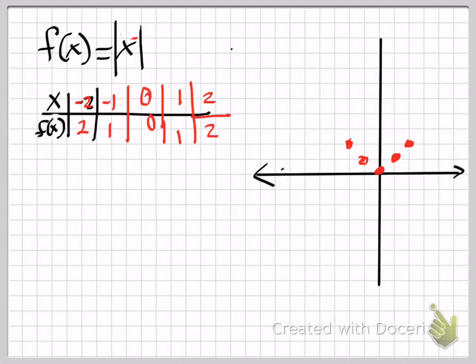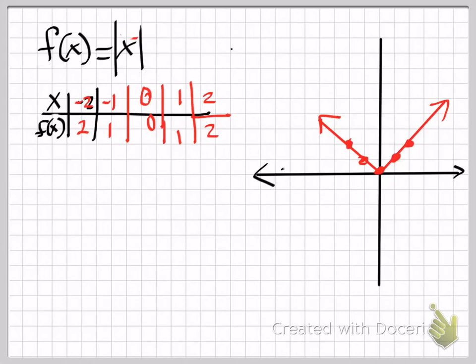Now, you will notice that when we have the parent function, which is just the absolute value of x, it will always be what shape? It will be a V. And if there's nothing else done to it, the vertex starts at the origin. What do you think a vertex is? Ryan? It's a point in a shape.